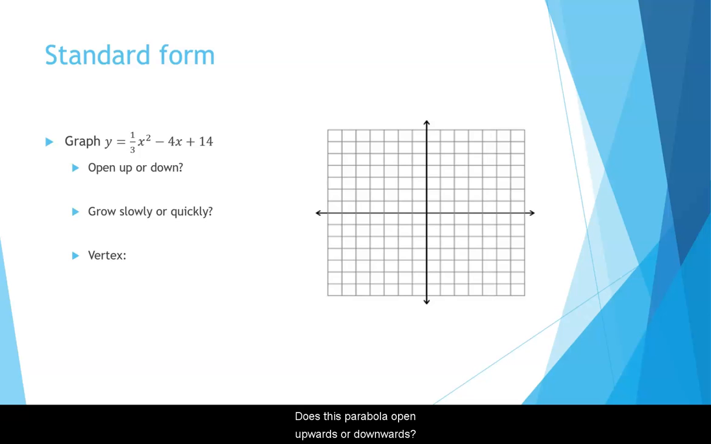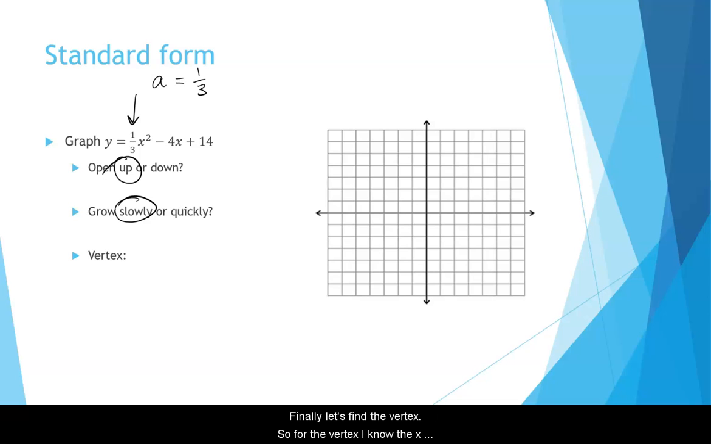Does this parabola open upwards or downwards? To answer that, we look to the a value. That a value is 1/3. Since it's positive, that means this parabola is opening upwards. Does the parabola grow slowly or quickly? Well, since 1/3 is smaller than 1, that means it grows slower than our parent function of y equals x squared.